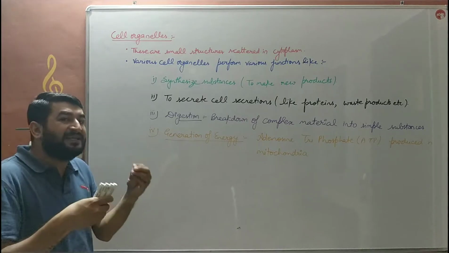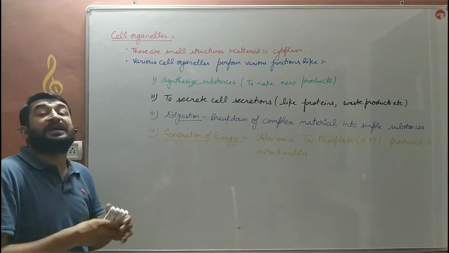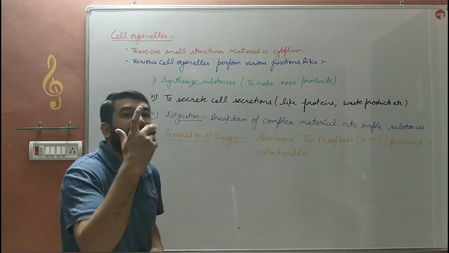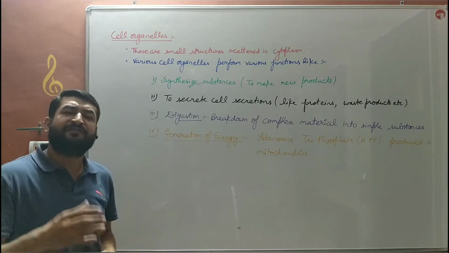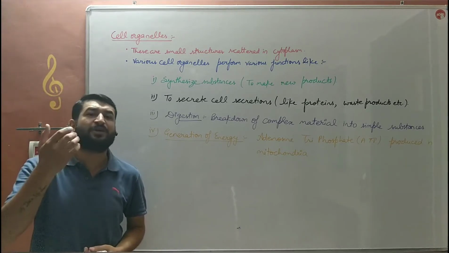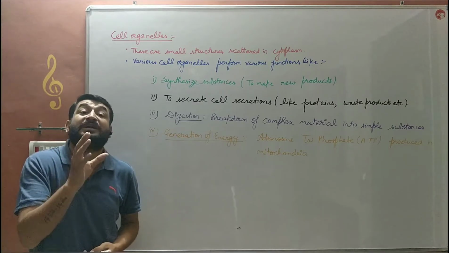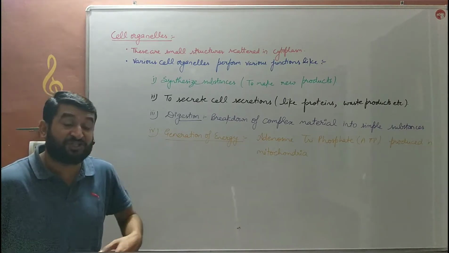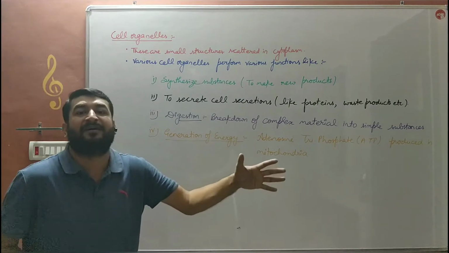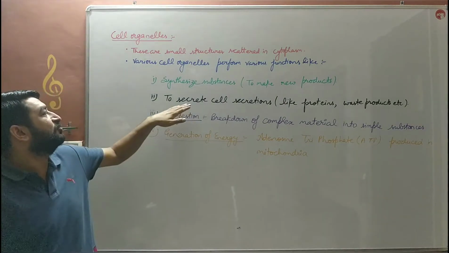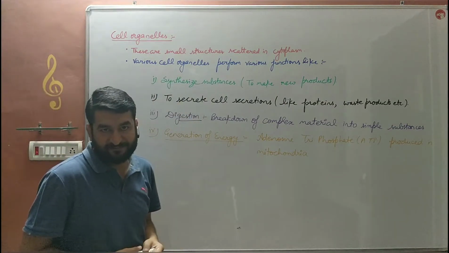Metabolic activities are occurring inside the cell. During the metabolic activities, waste products are generated. For example, when we oxidize the food, oxidize the glucose, then carbon dioxide gas is produced. That carbon dioxide must be excluded out from the cell. So that secretions are to be done by cell organelles.